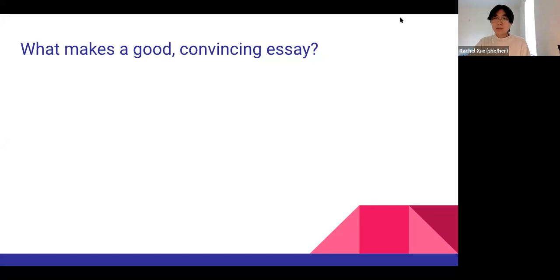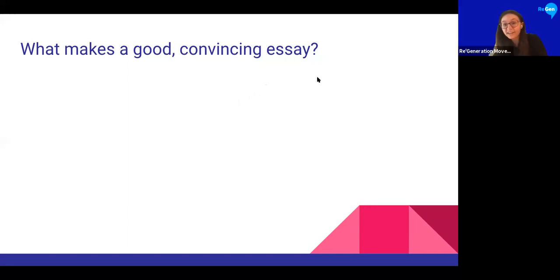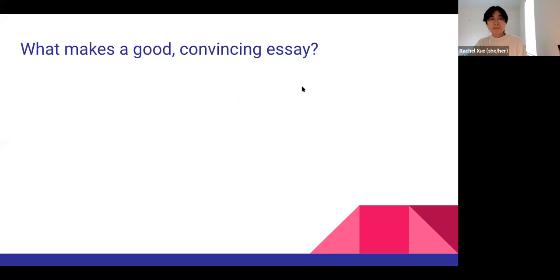Anything else that people think is really important to have in an essay? Yeah, this sounds like a question where there are no wrong answers, right, Rachel? Mm-hmm. In the chat, Muku said, strong evidence, definitely.